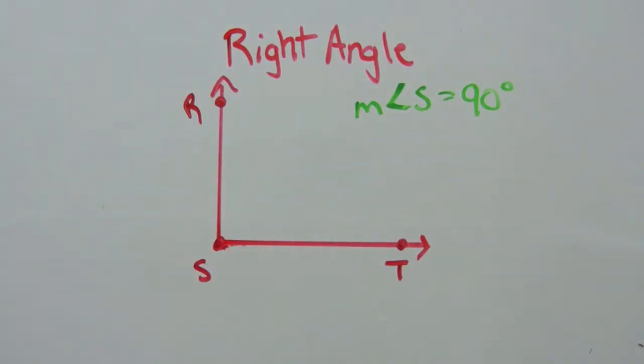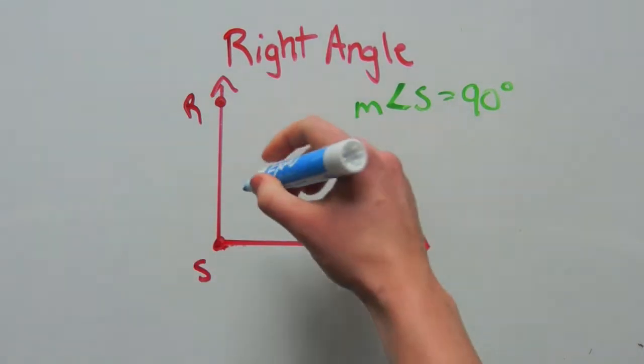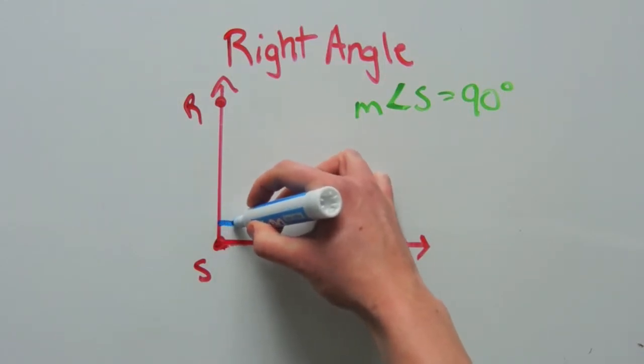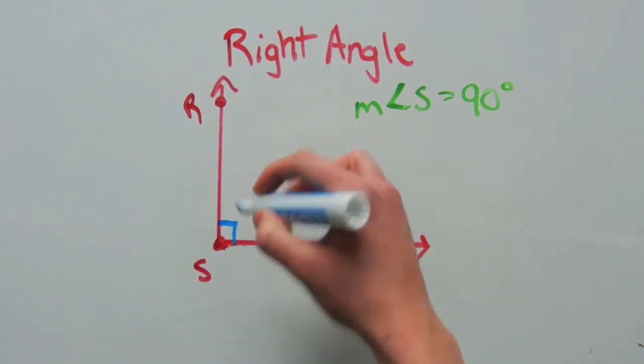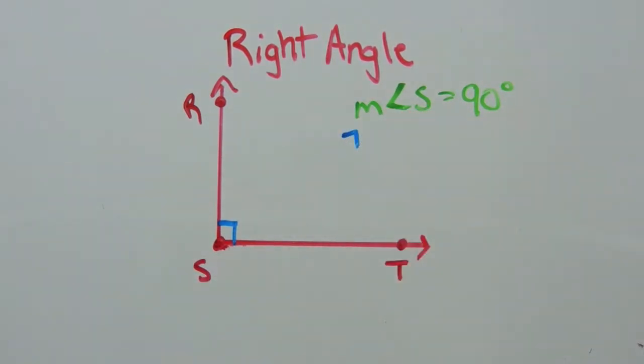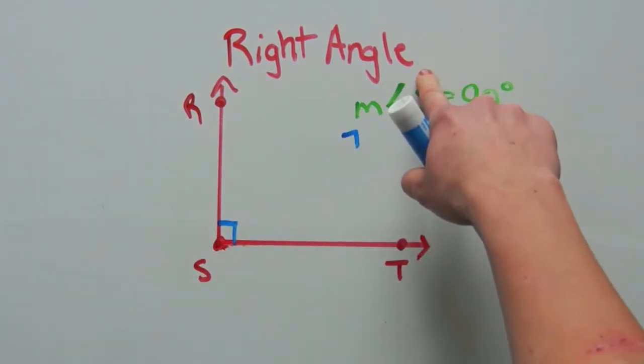The symbol for a right angle is simply finishing out a little box in the corner. So finishing out the 2 sides. It almost looks like an upside down L. That's the symbol you use to show that this is a right angle. So right angle is our first classification.